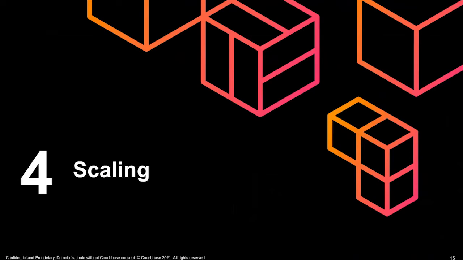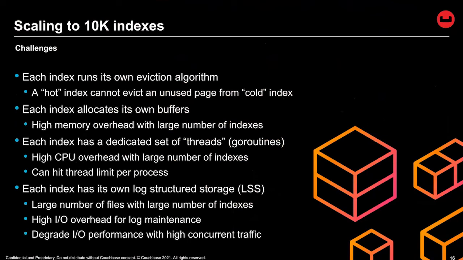Let's now briefly go through some scaling challenges in Plasma. With collections in Couchbase Server 7.0, Plasma had to undergo significant changes to scale to 10,000 indexes. These are some of the challenges that were solved in Plasma to achieve this scale.